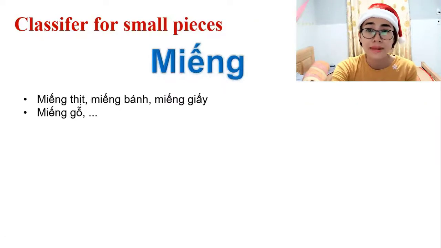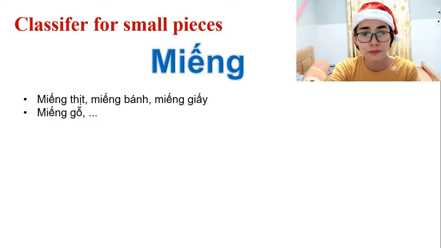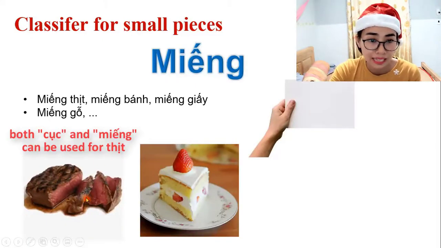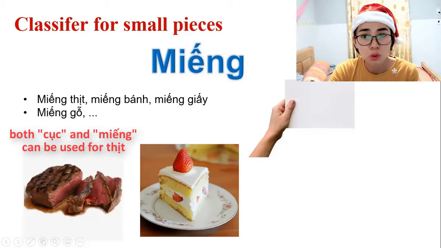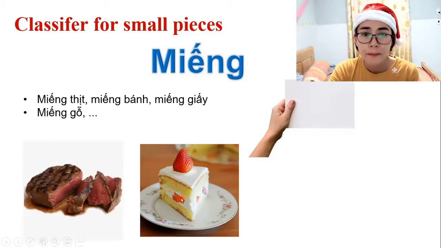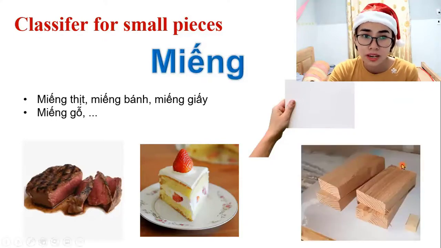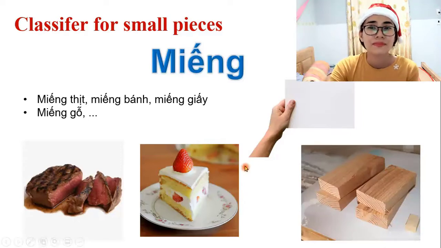Next one is miếng. So a piece of something, small pieces. So you have miếng thịt. This one can also use cục thịt, miếng thịt, cục thịt. A piece of cake. Miếng bánh. A piece of paper. Miếng giấy. Or a piece of wood. Miếng gỗ. Okay, pieces of something.